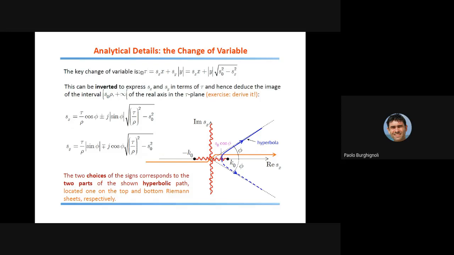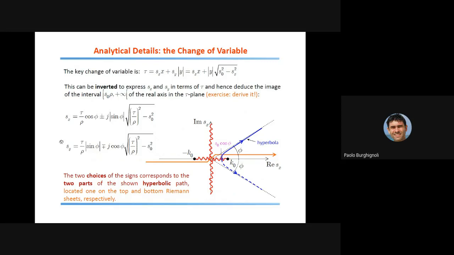You can invert the relation here between the two variables tau and Sx, and so express, for example, Sx in terms of tau. The result is this one, in which you can see tau now is at the right-hand side, okay? And it is also inside this square root here, which has two determinations. So this is why you have a double sign here.